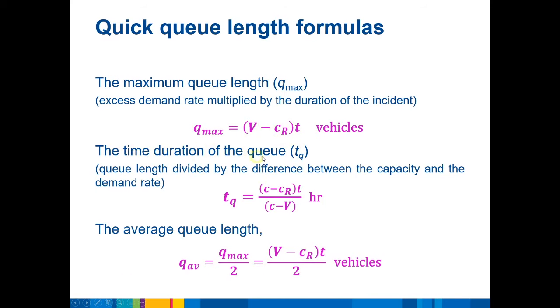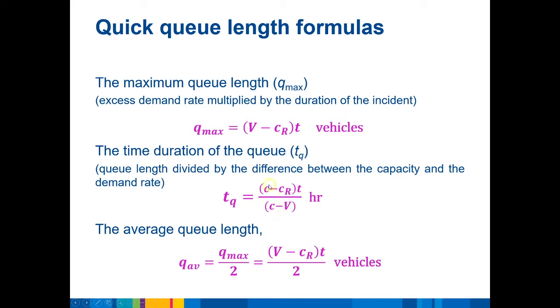We can also see the time duration of the queue: the queue length divided by the difference between the capacity and the demand rate. So we have capacity minus the reduced capacity, multiplied by the time of the incident, and we divide that by the total capacity minus the demand rate. So we're saying here that we have an ability to clear the vehicles. This C minus V is how much extra capacity we have other than the new vehicles being added onto the queue. This is how quick the queue is clearing.